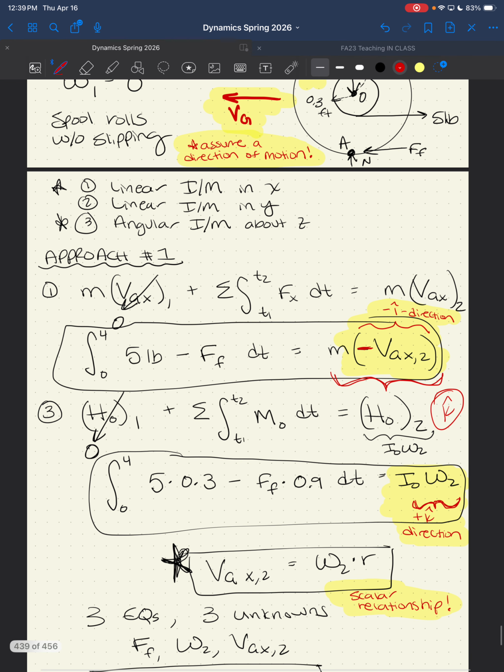So if I look at my coordinate system, x, y, positive z points out of the page. And so then when I roll my fingers in the direction of omega 2, my thumb also points out of the page. So that's positive k-hat direction for omega 2.